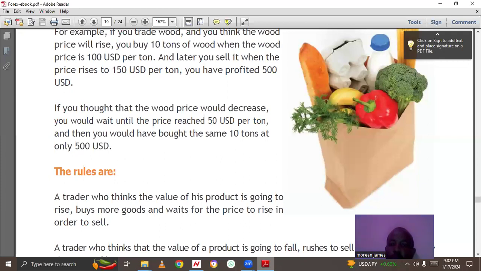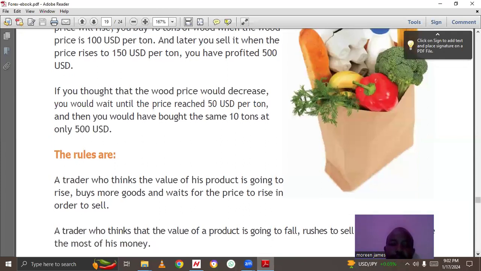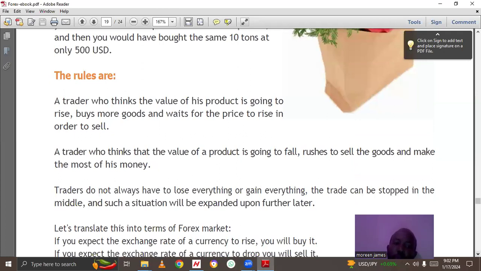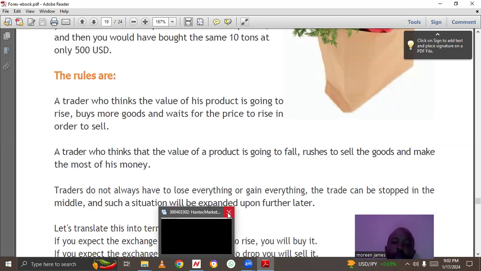So what are the rules here? A trader who thinks the value of his product is going to rise buys more goods and waits for the price to rise in order to sell. So it's very, very simple. If you think the price is going to go up, what do you do? You wait, or you buy and hold. But once the price goes really up, you sell. Like what has happened to gold. I really needed us to do that analysis.